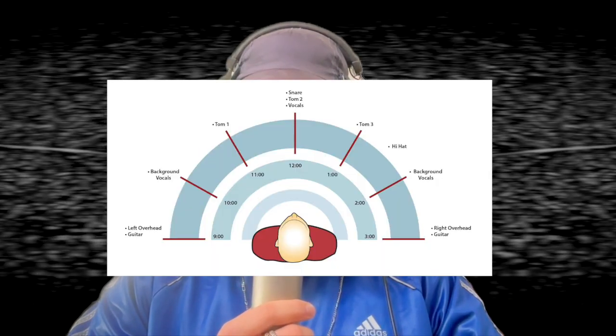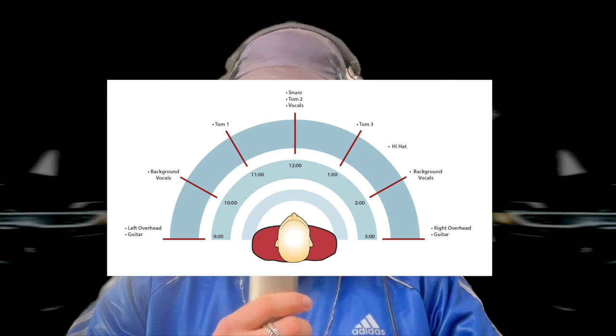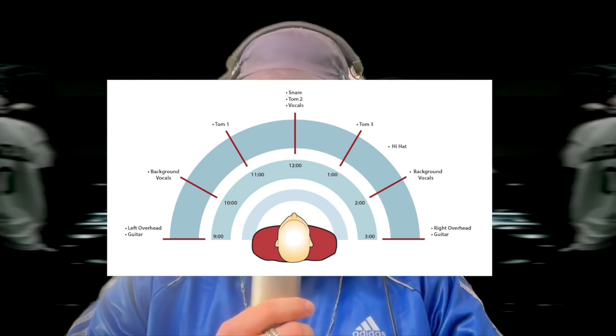You can spread hi-hats slightly left and right for width, pan background melodies to one side, or use stereo imaging on reverb tails to create a sense of space.